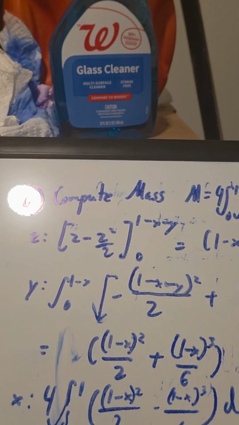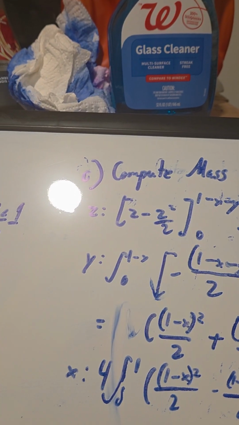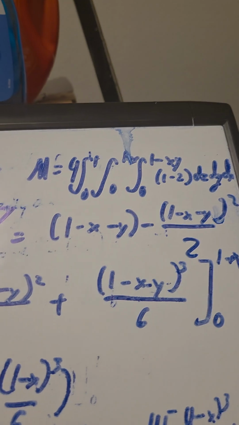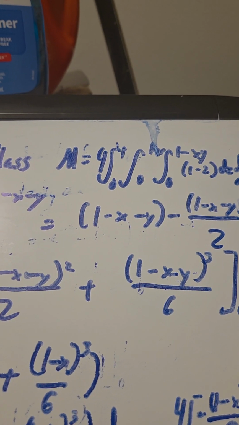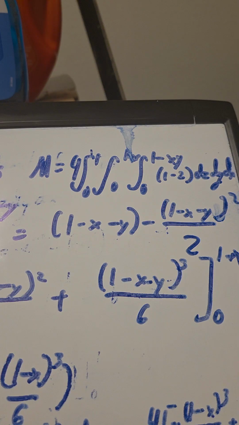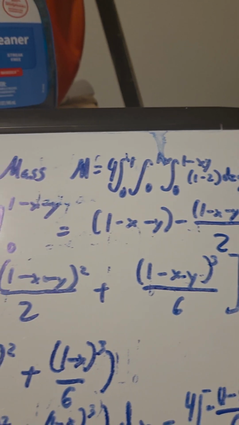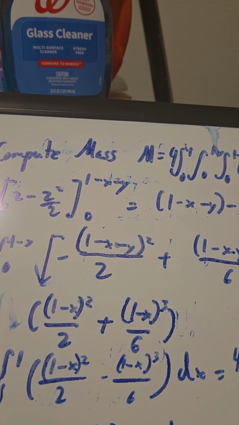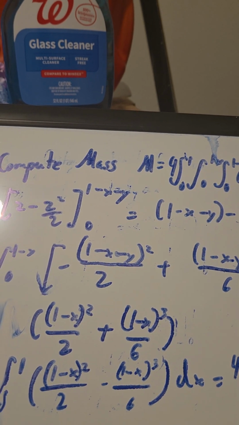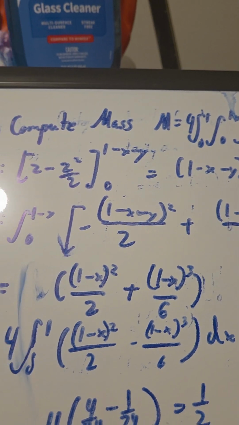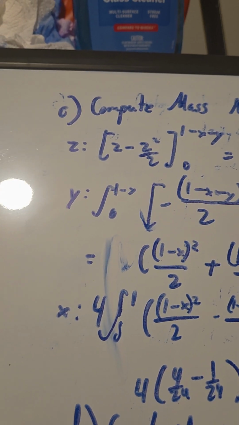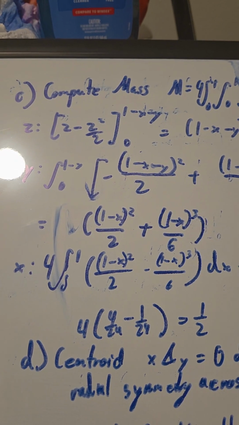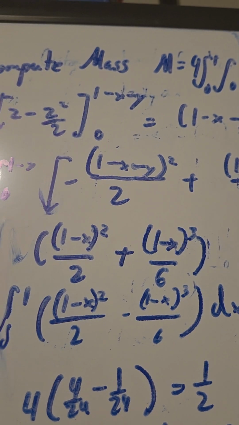So let's start off with respect to z. Of course, when we take that integral, we get 1 minus x minus y minus (1 minus x minus y) squared over 2. Plug that into our y integral. I'll just show the evaluation actually, because this wound up getting pretty messy. Still dealing with the issues from the Sharpie earlier. But yeah, we wound up simplifying that.